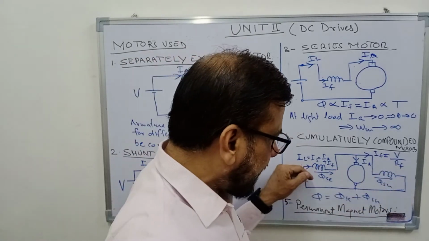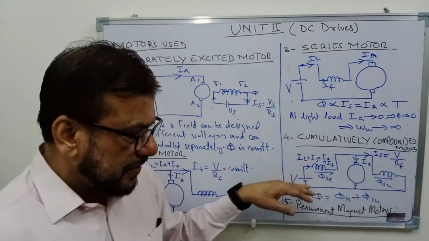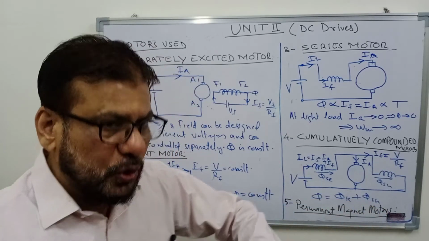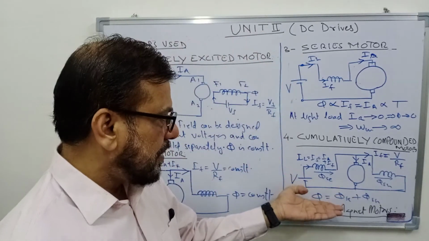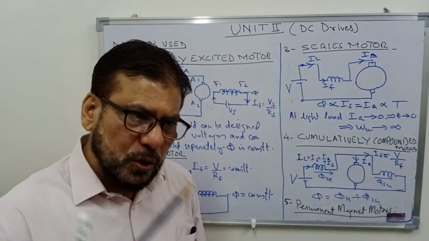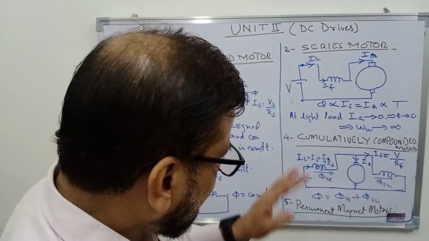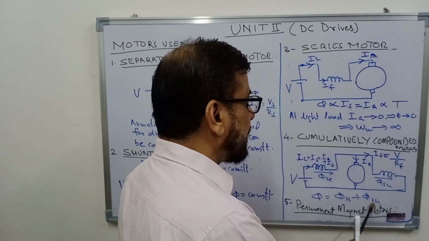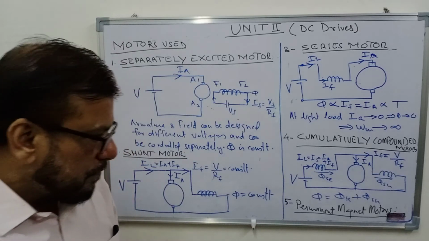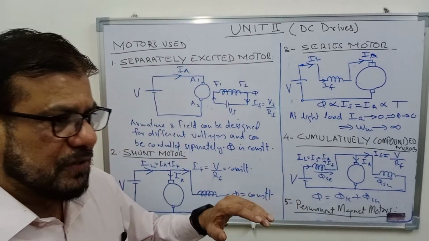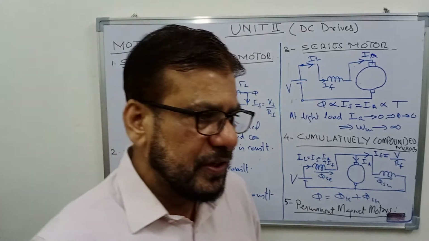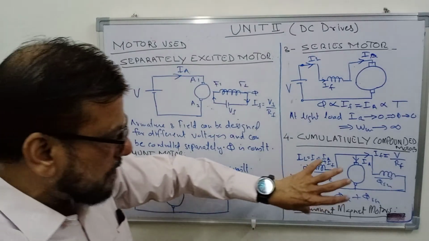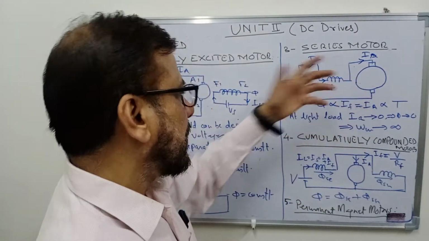They are so connected that the fluxes of the two windings aid each other. So the total flux is equal to phi SC plus phi SH. So as the load increases, the flux of the motor will increase, and if the load becomes very close to 0, even in that case the series field flux will be very small, but the shunt field flux will always be there, and because flux never tends to 0, the speed of the motor will never tend to infinity. It will have a certain safe speed. So this is an improvement over the series motor. So the characteristic of the compound motor will be between the series motor and the shunt motor.